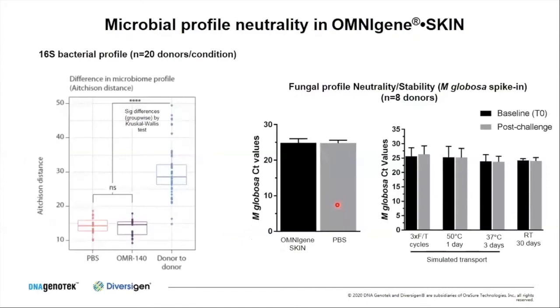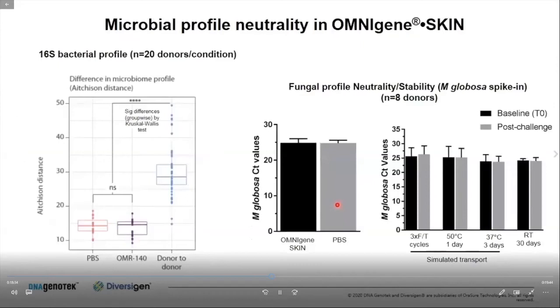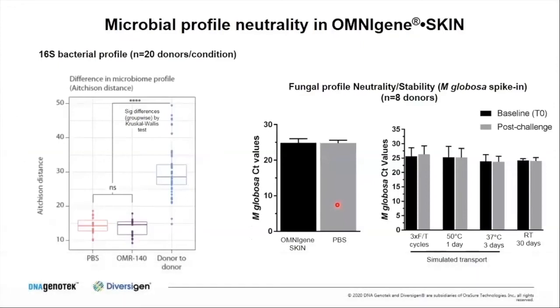One other important thing that we wanted to measure was to make sure that OMNIgene SKIN was not going to be introducing any detectable bias in the microbial profile. So we did that using a very similar approach as what we did for stability. We collected samples from 20 donors, paired samples, in either OMNIgene SKIN or PBS, and measured the variability at baseline. And as you can see, when you compare variability in PBS versus OMNIgene SKIN, there's no significant difference, meaning that our collection into our device is not introducing any kind of profile bias. And the variability that we're seeing in both cases is much lower again than the donor-to-donor variability.